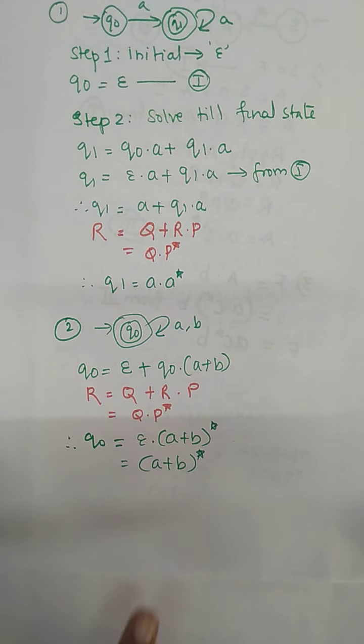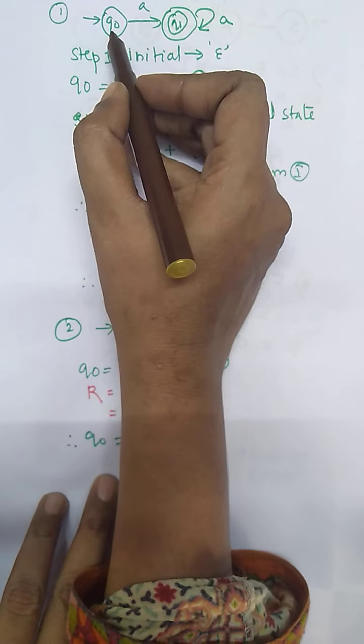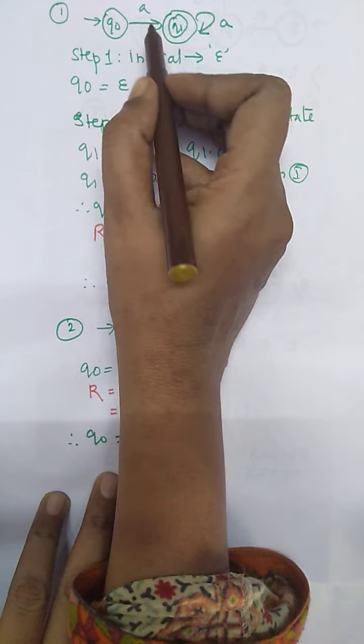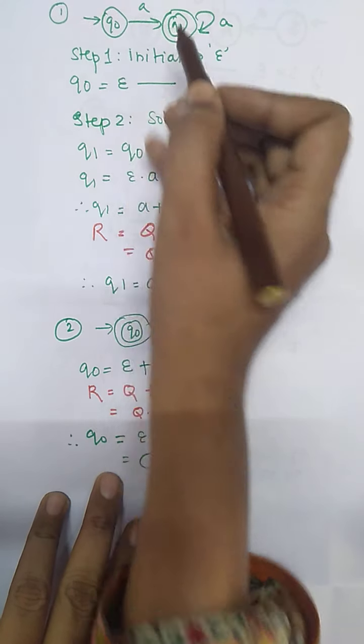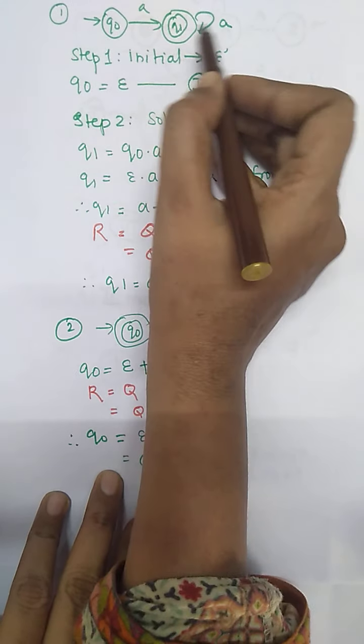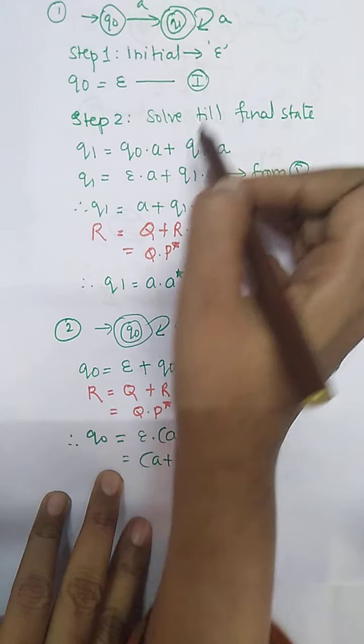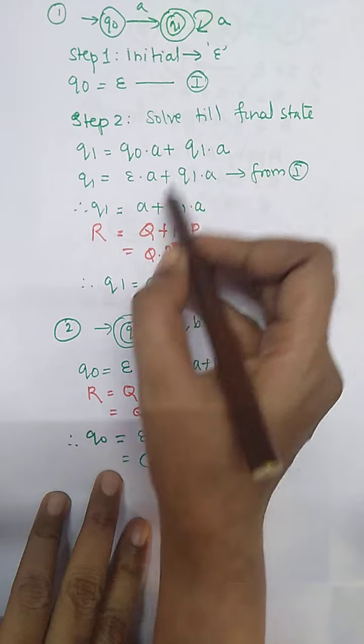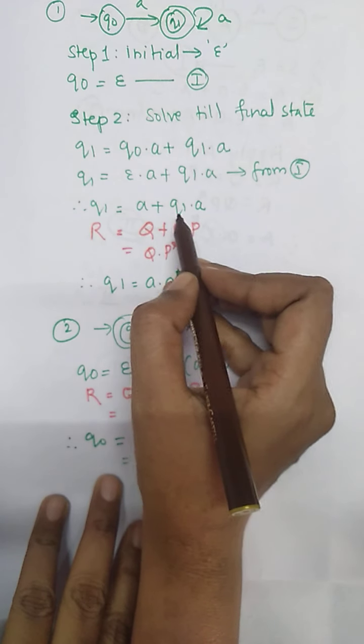Now second one, for this Q0, how many incoming arrows? Only one. So Q0 will become epsilon. For this Q1, how many incoming arrows? 2. Q0 dot A, and Q0 dot A from Q1 only. So it will be Q1 dot A. Put the value of Q0 as epsilon. So it will become A plus Q1 dot A.